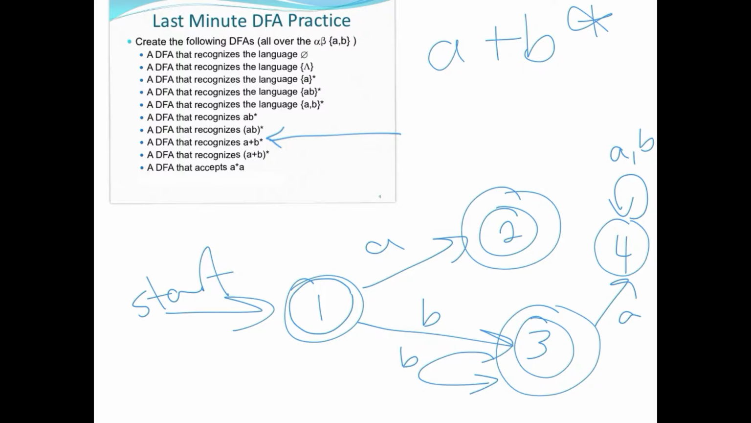And if I got to state 2, because I saw that A, and then I see anything else, this says just one A, so I see any A's or B's I need to reject. So I need to go in there. And I think we have an out transition for every letter. Is that true? Looks like it. So that's A plus B star.